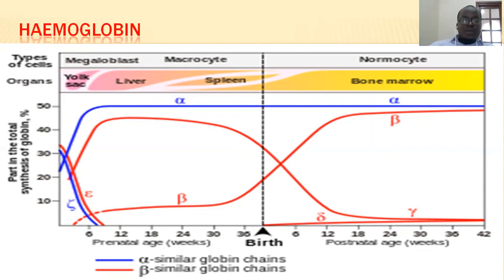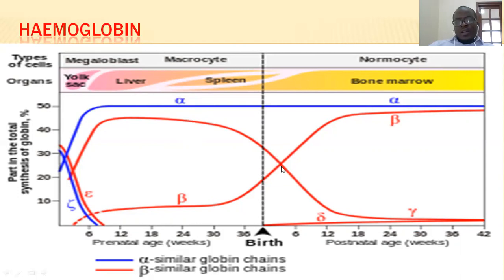Then as the embryo develops into a fetus, the hemoglobin type will start changing. So now you're going to have more of two alpha and two gamma chains. So you have the fetal hemoglobin with that combination, two alpha, two gamma chains. Then within the fetus, you can also have adult hemoglobin, and this adult hemoglobin has two alpha and two beta chains. But in terms of quantity, you have more of the fetal hemoglobin in these red blood cells.